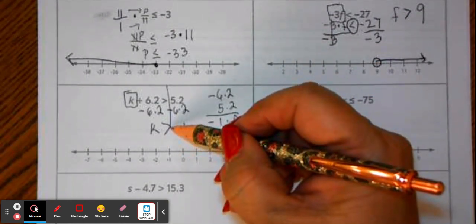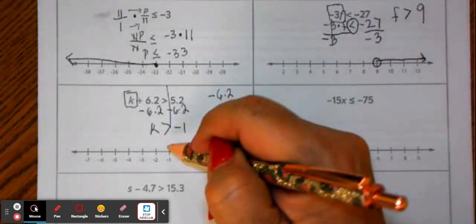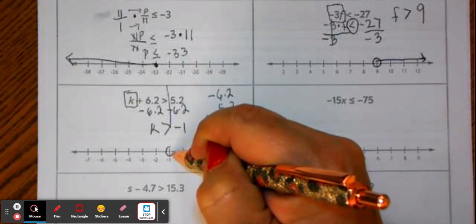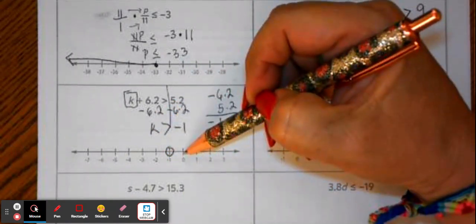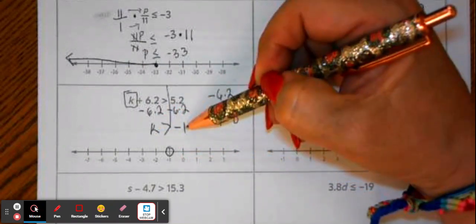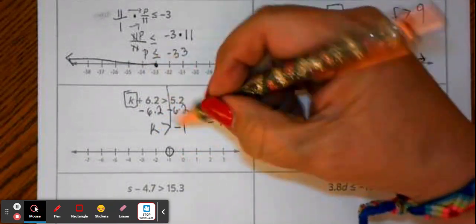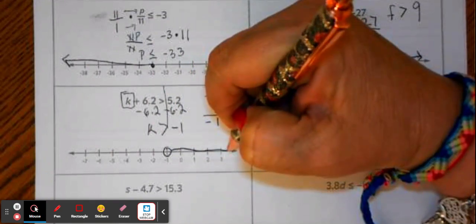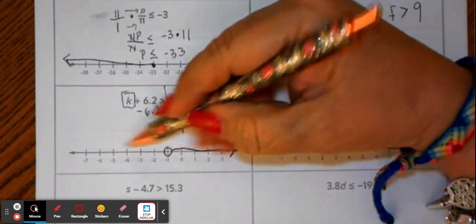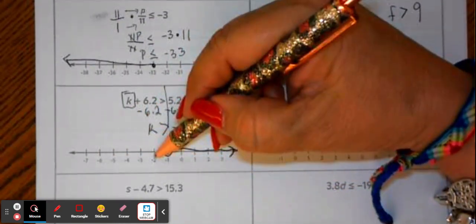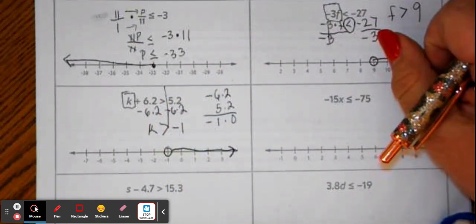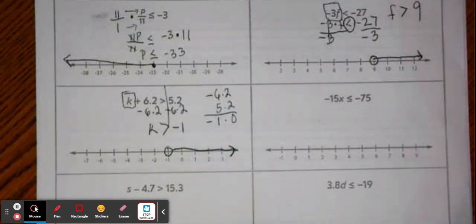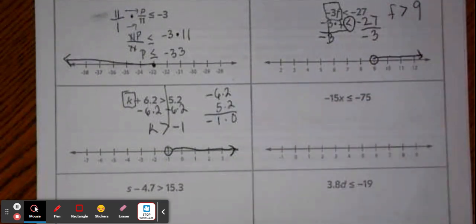Because it's just greater than, I do not include my negative 1, so it is an open circle. Now it has to be greater, so if I put a 0 here, is it larger than a negative 1? Yes, so now I know what direction to go in. If you decided it was going to be left, just put in that number. If I put in negative 2, is a negative 2 greater than a negative 1? No. So always check your work that way.